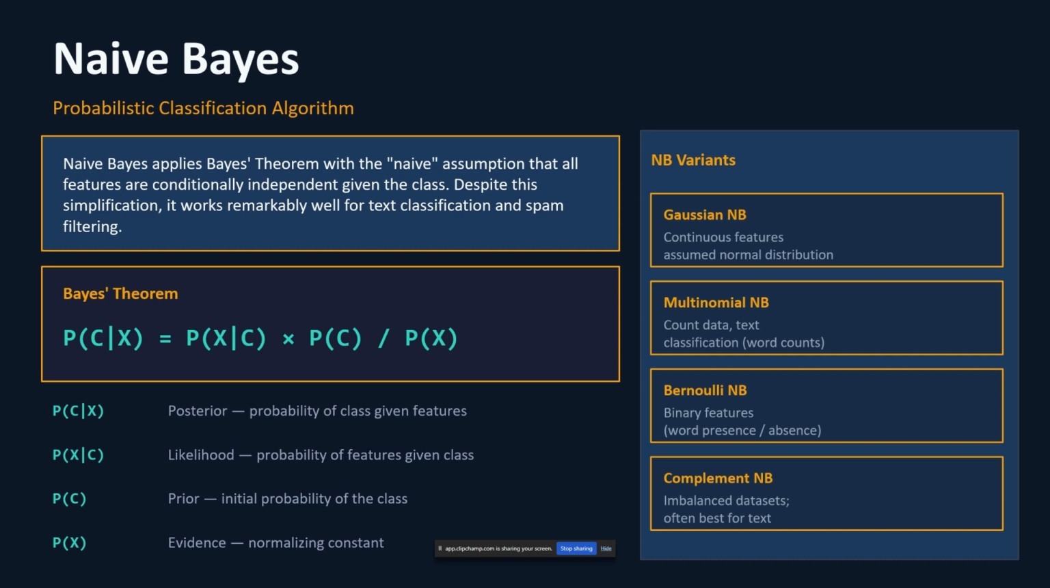Here is the Bayes theorem with all the terms listed. There are multiple naive Bayes variants, one of them being Gaussian NB, multinomial NB, Bernoulli NB, and complement NB. Their features are listed here.